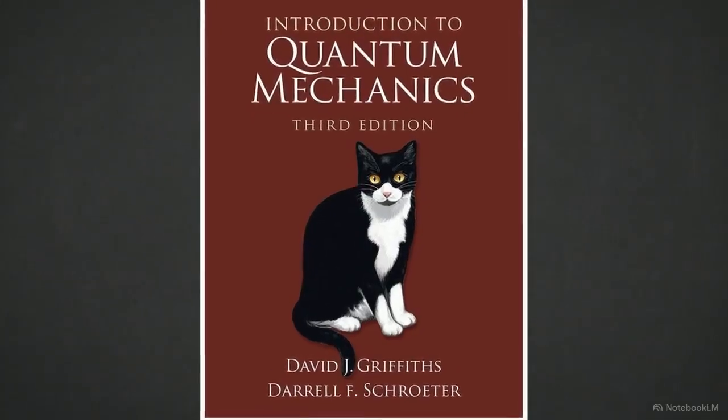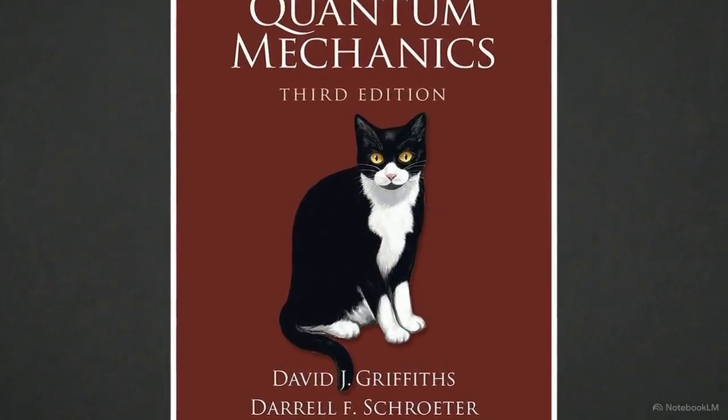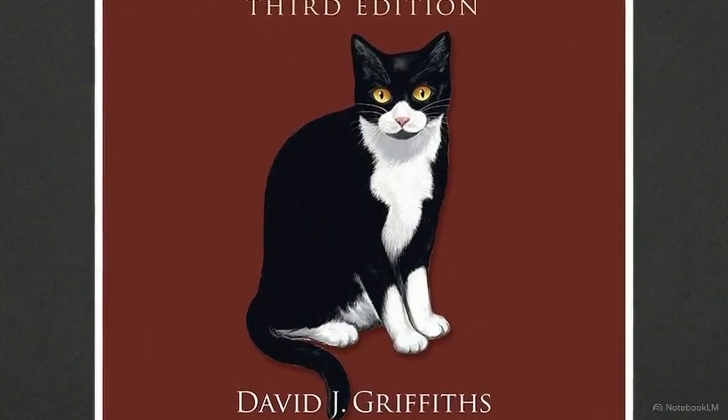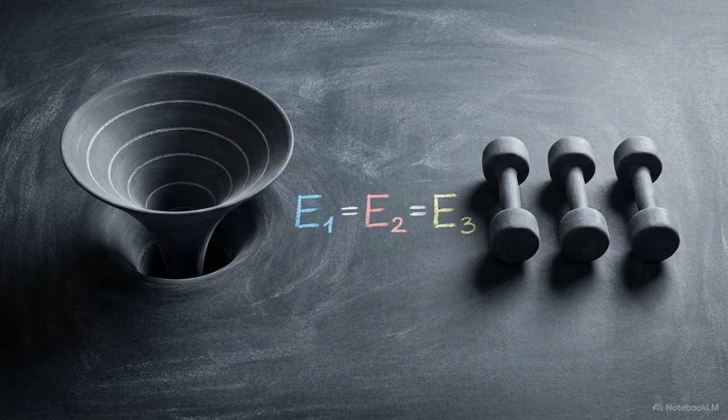As physicist David Griffiths notes, degeneracy is rarely a coincidence. It is usually a direct product of physical symmetry. This leads to a specific analytical question. How does the rotational invariance of an atom mathematically force different quantum states to share the same energy?